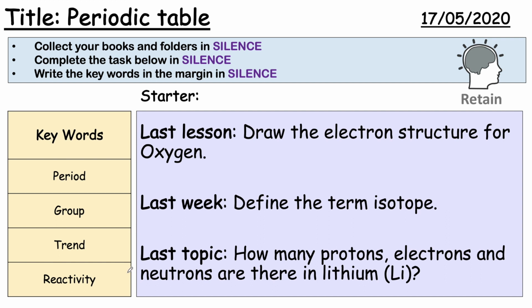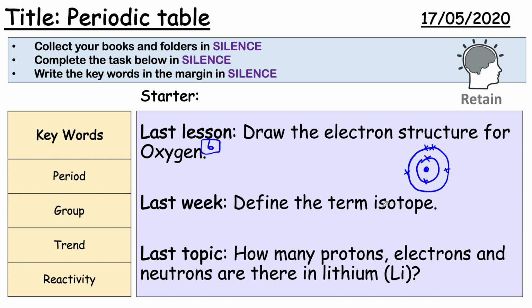Draw the electronic structure for oxygen. Well, if you remember from last lesson, oxygen has 6 electrons. So if we were to draw that and arrange the electrons in the correct way, we'd have the nucleus. We'd have one shell with 2 electrons in, and we'd have the second shell with the remaining 4 electrons in. That gives us a total of 6 electrons for oxygen's 6.